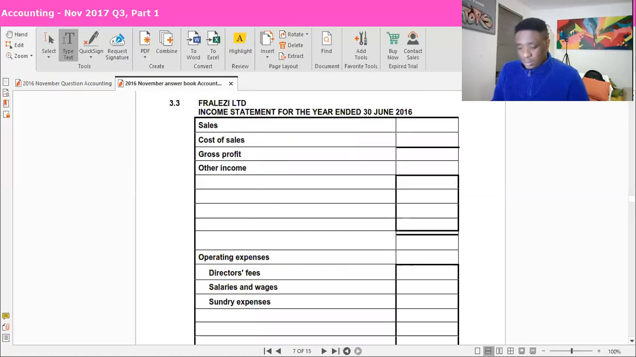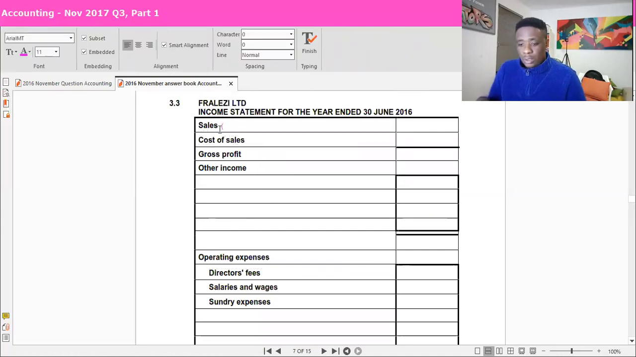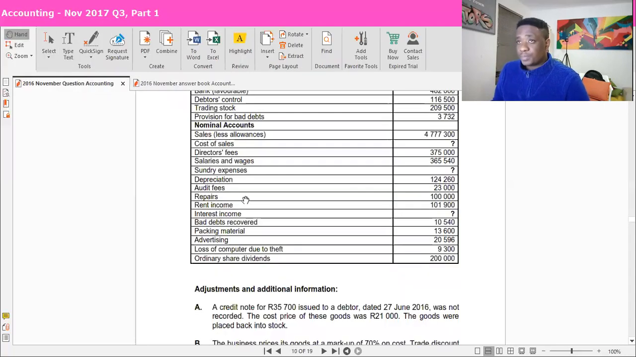So sales income, we're going to have 4,777,300, and then we're going to subtract 35,700. And then you're going to have an answer of 4,741,600. Okay. And then we move on to cost of sales.